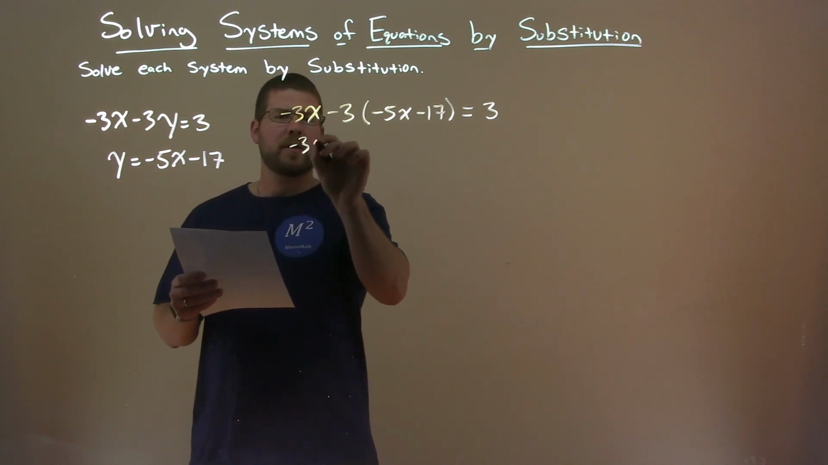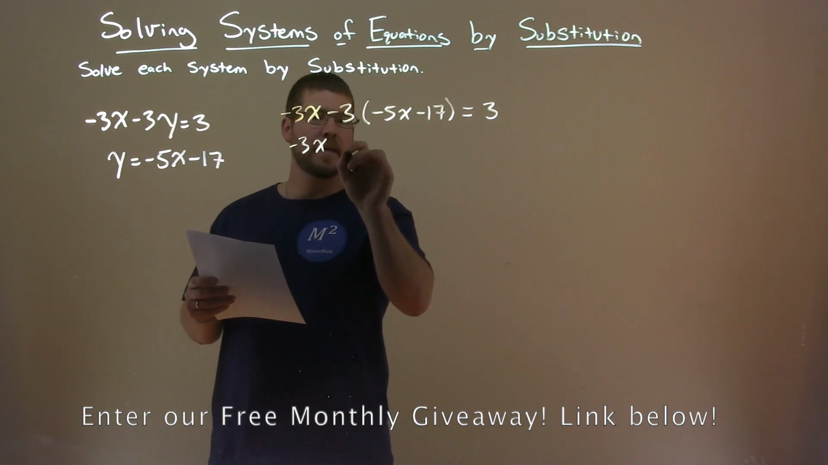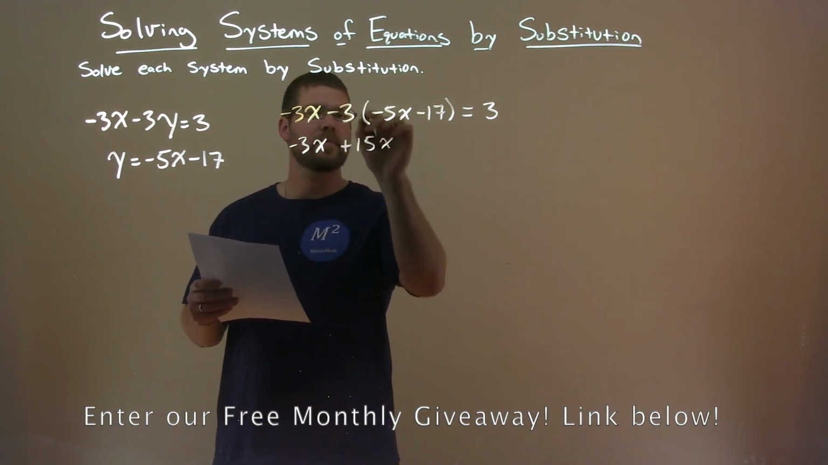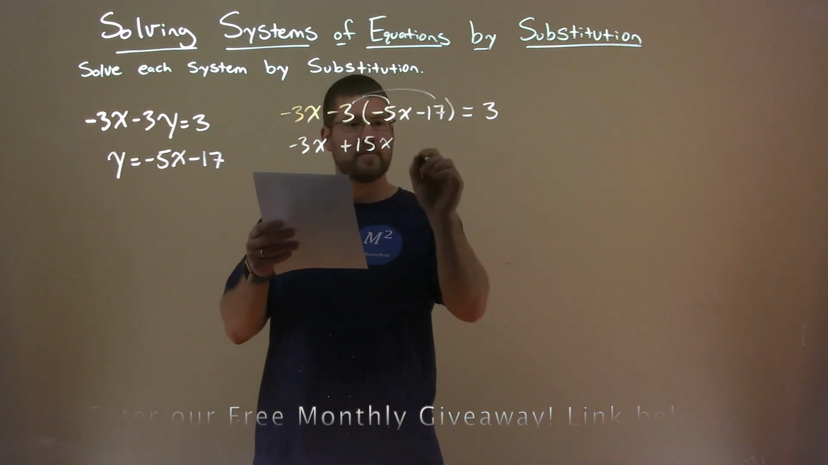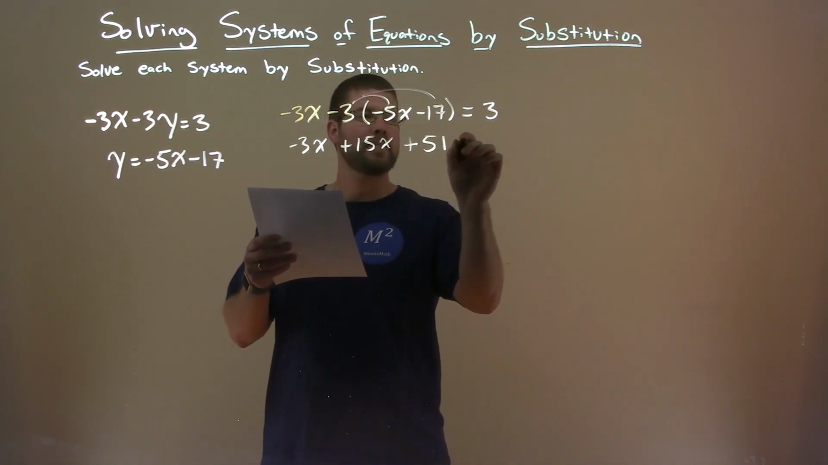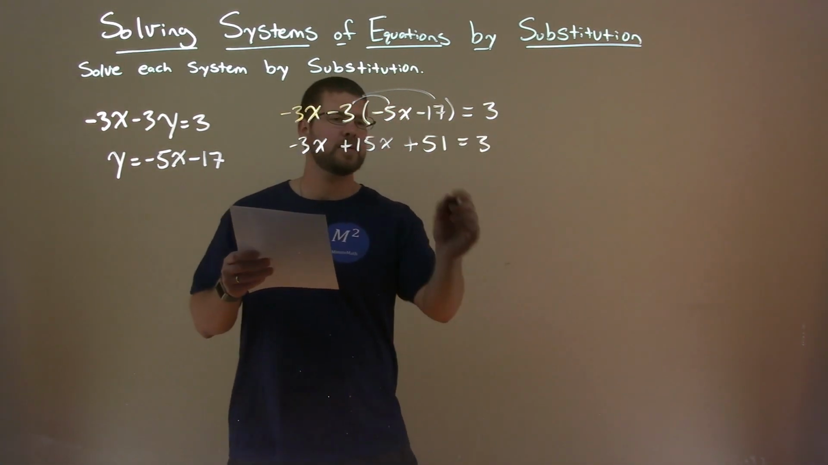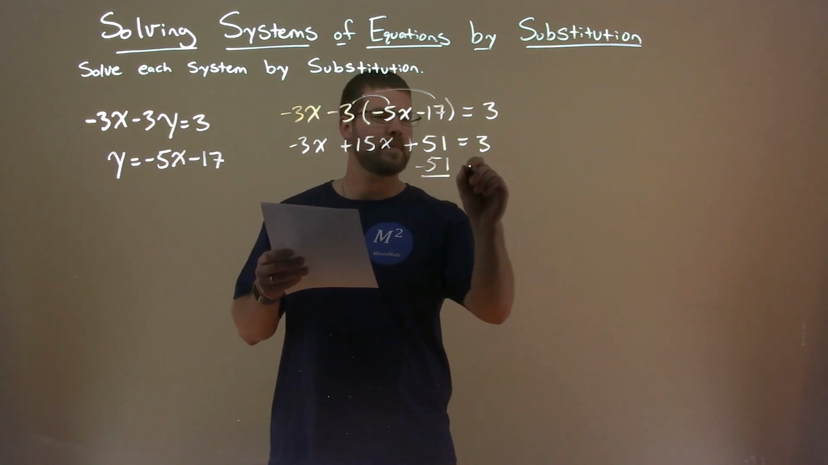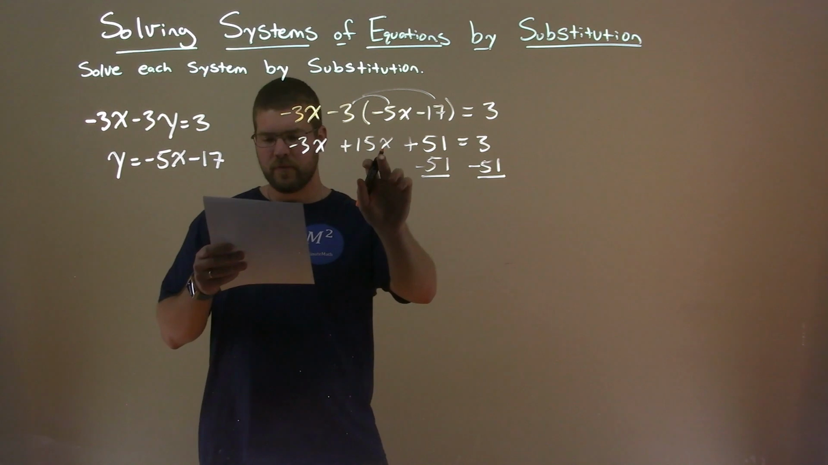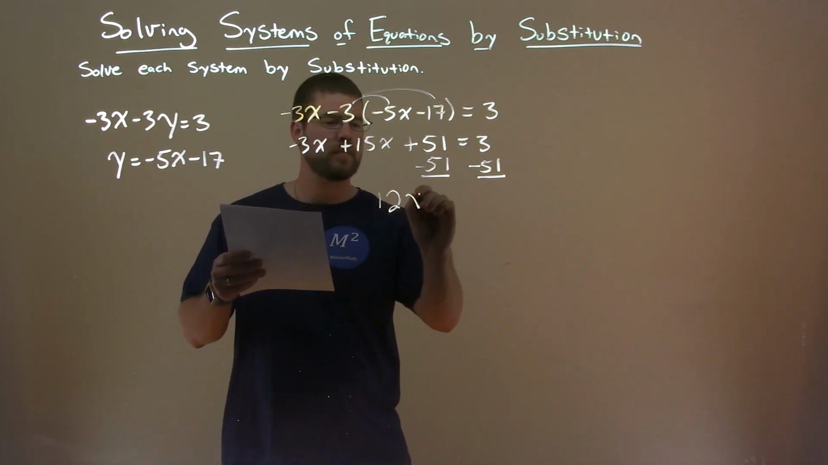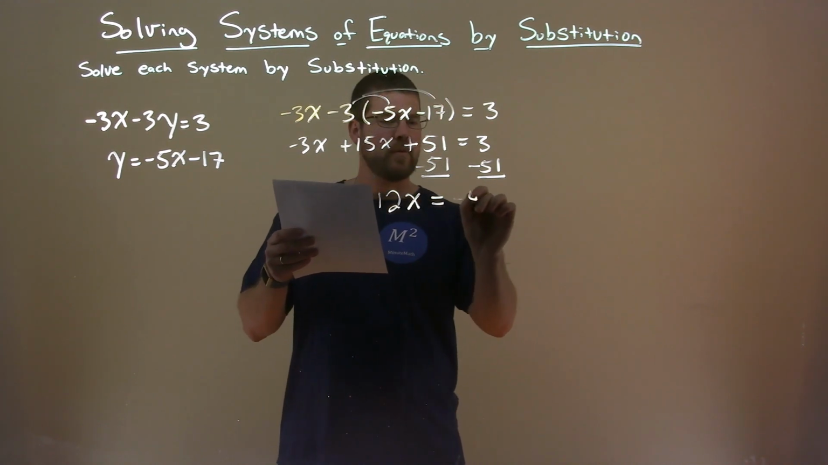We have negative 3x here, and then distribute the negative 3. Negative 3 times the negative 5x is a positive 15x. Distribute again, and negative 3 times negative 17 is a positive 51. And that equals 3. From there, we still want to simplify. We subtract 51 from both sides. And negative 3x plus 15x here is 12x. And that equals 3 minus 51, which is negative 48.